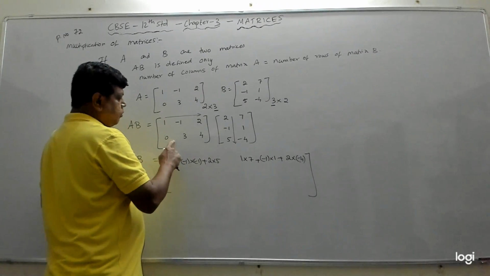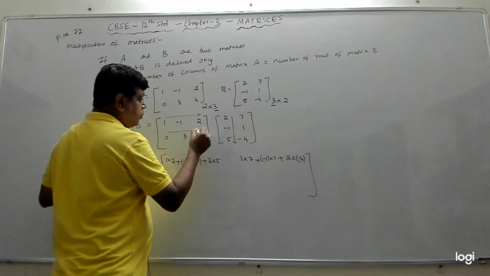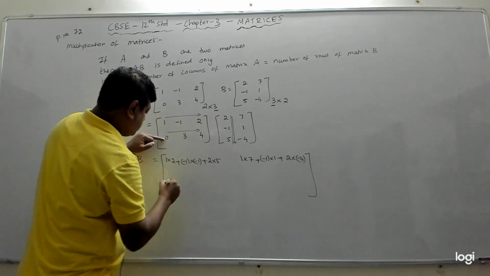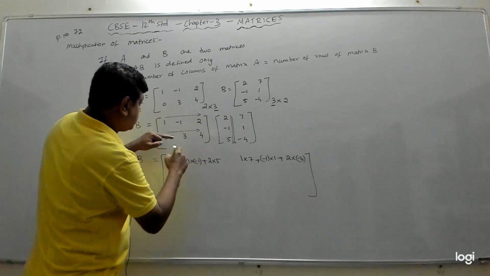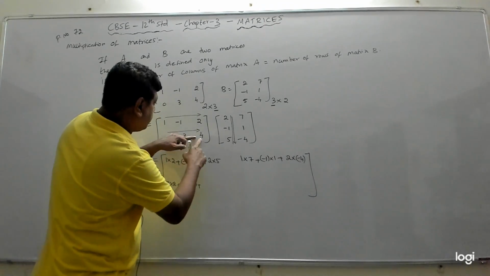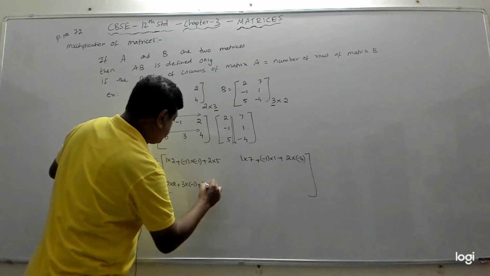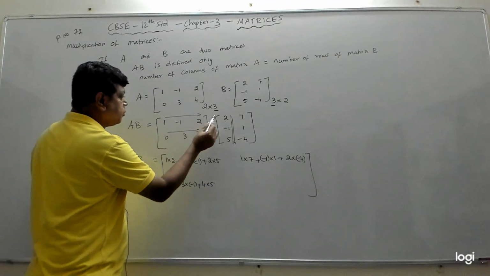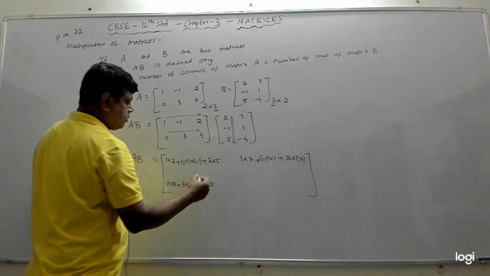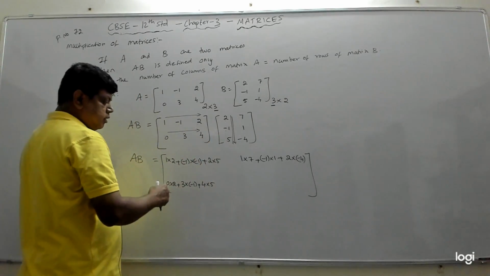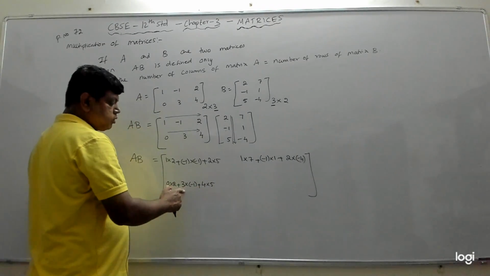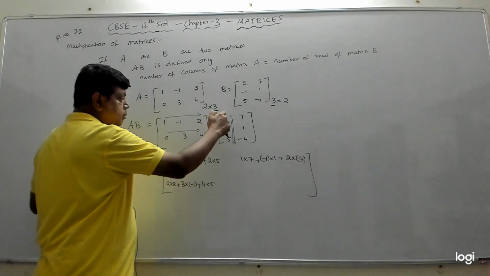Which means we'll have to take the second row and multiply it with the first column. So 0 into 2 plus 3 into minus 1 plus 4 into 5. That gives the second row's first element. To get the second row's first element, you have to take the second row and multiply with the first column.